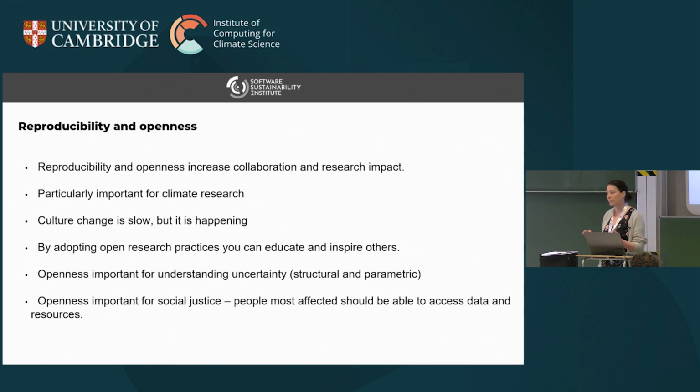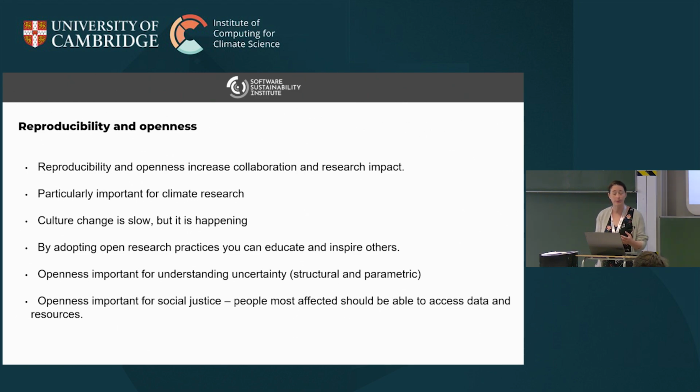Openness is important in terms of modelling. Models are really big, they're really complicated. They've all got parts we're less confident about. And by opening that up, saying exactly what we do, we can learn. We can learn from people's understanding, people's expectations, and that makes us build better models, which is what we want to do. And finally, openness is important for social justice.